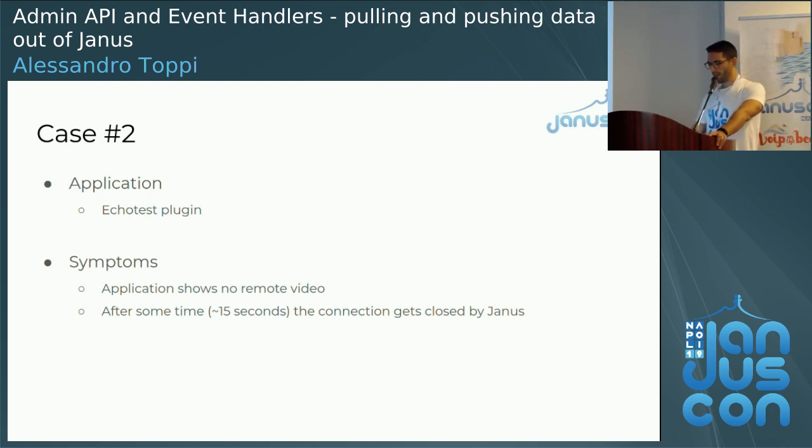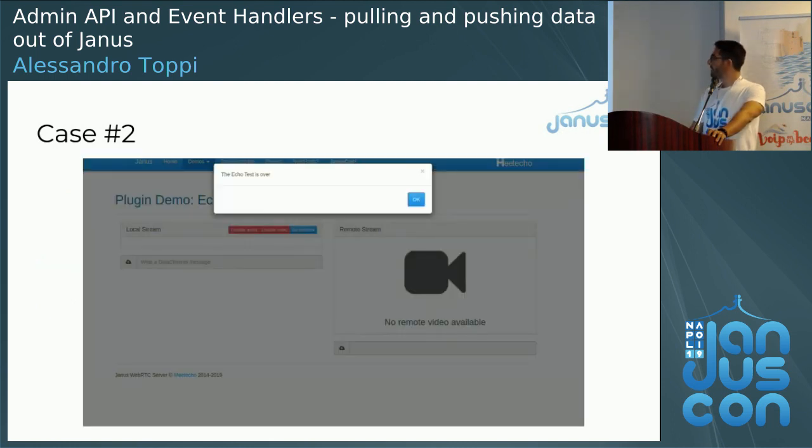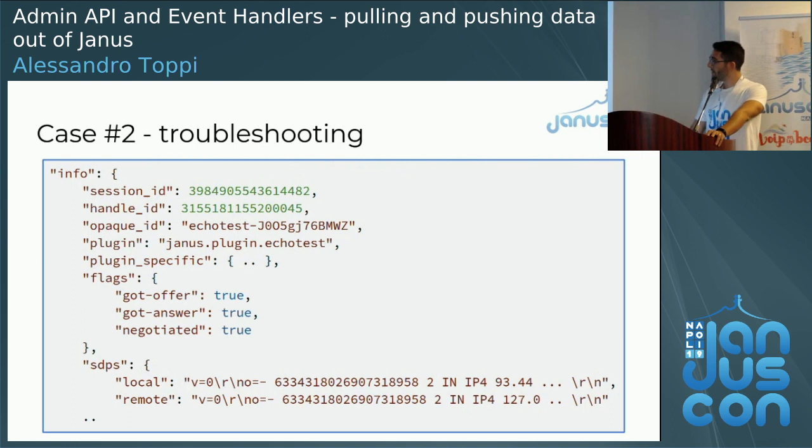The symptoms are again no remote video, but this time after some time, let's say after 15 seconds, the connection gets closed by Janus. So no video, and after some time, the connection gets closed, and then a pop-up is notifying us of this fact. Troubleshooting with handle info, again, now we have the flags about the negotiation in the correct way, so everything is true. We can see also the local and remote JSEPs in the response.